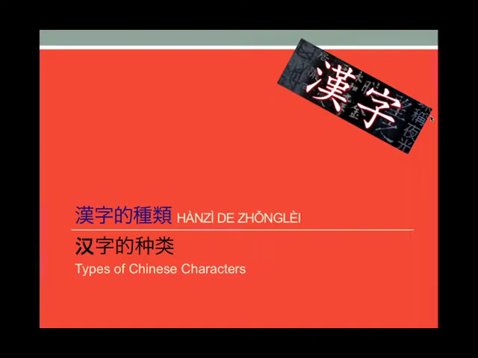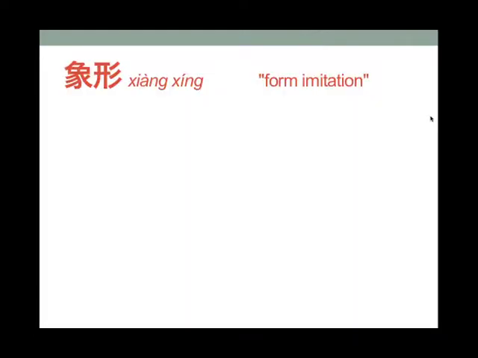汉字的种类, types of Chinese characters. In this section, you will see that not all Chinese characters are just pictures like Egyptian hieroglyphics. There are several different ways that Chinese characters are formed, and we will detail the most common of them in this video. The first type of Chinese character is called xiang xing.